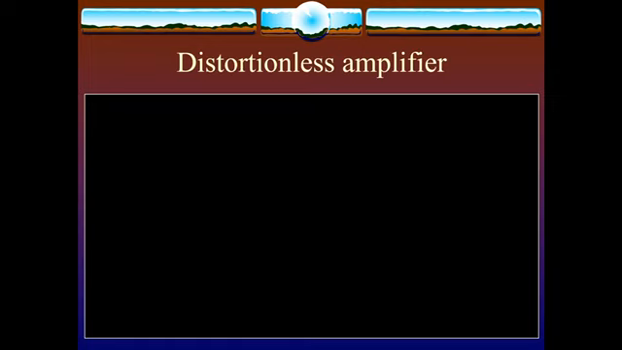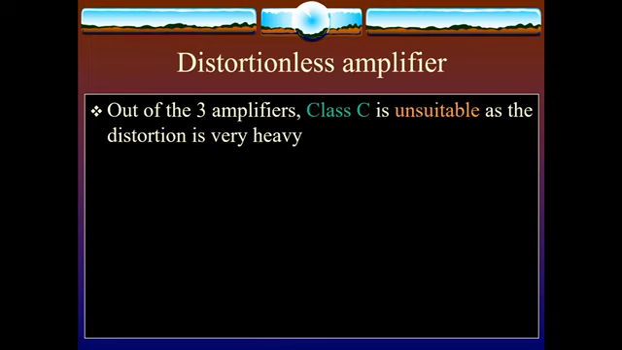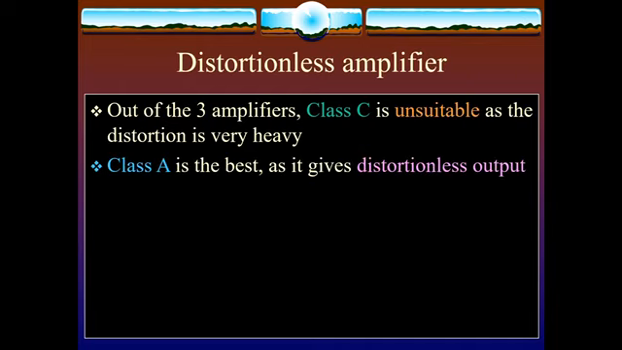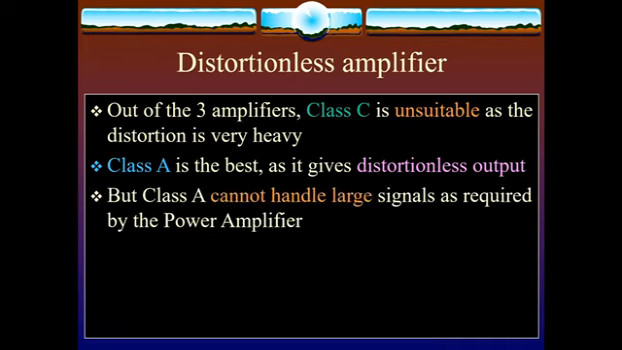Different types of power amplifiers. Now we'll see how the distortionless amplifier can be designed. Out of three amplifiers, Class C is unsuitable as the distortion is very, very heavy. So we never prefer a Class C amplifier. Among the three, Class A is the best, which gives distortionless output. But Class A cannot handle a large signal as is required by the power amplifier. This is one of the disadvantages of a Class A amplifier.